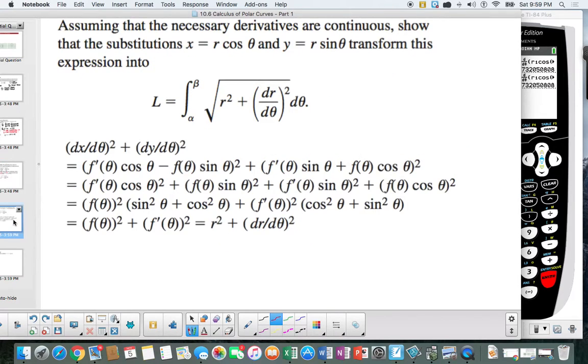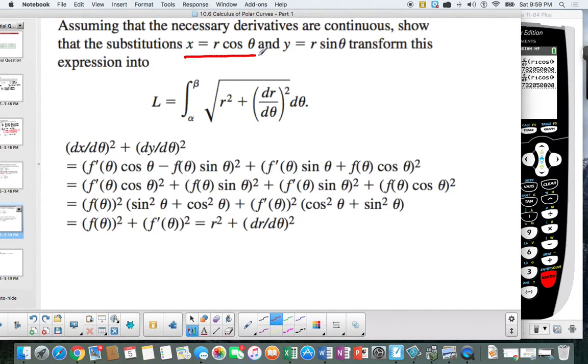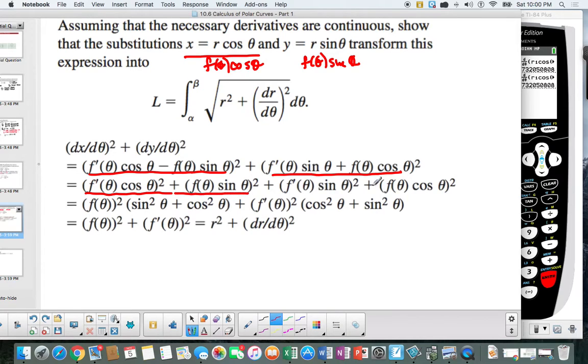Again, we're working with this, and instead of r, we're going to write f of theta cosine theta, and instead of this r, we're going to write f of theta sine of theta, and we're going to find its derivative. Here's the derivative, and we've got to square it. Here's the derivative of this, and we've got to square it. We're going to multiply it all out. Some things are going to cancel, and in the end, we're going to get these quantities right here, this and this.